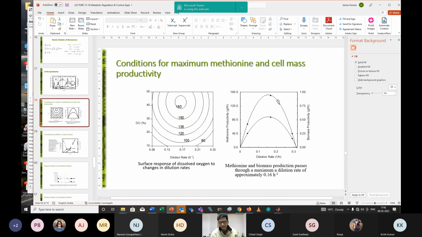What you'll find is the scale that is shown here, the biomass productivity and methionine in gram per, what is this? Gram per liter per hour. That's the productivity shown here, but this scale is showing you that the biomass is going to be highest at this value here. I got it incorrectly done here. I don't know, it's okay. So the units should be gram per liter per hour.